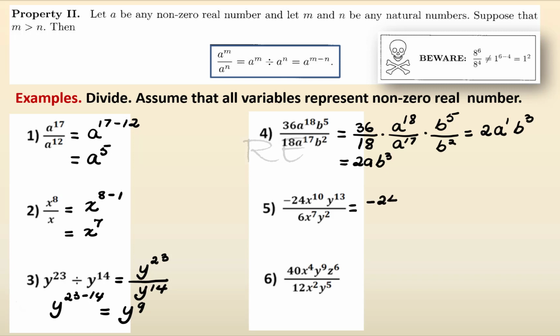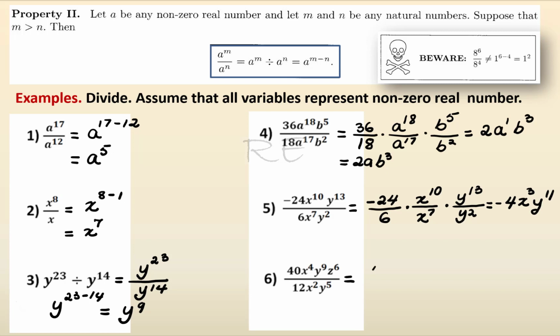We'll separate negative 24 over 6 times x to the 10th over x to the 7, and y to the 13 over y to the 2nd. Negative 24 divided by 6, negative 4. 10 minus 7 is 3, x to the 3rd. 13 minus 2, 11, y to the 11.